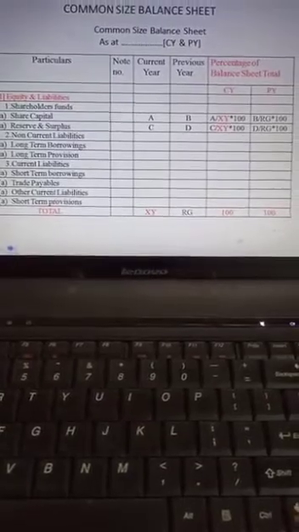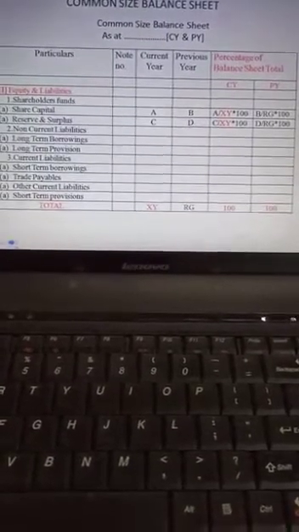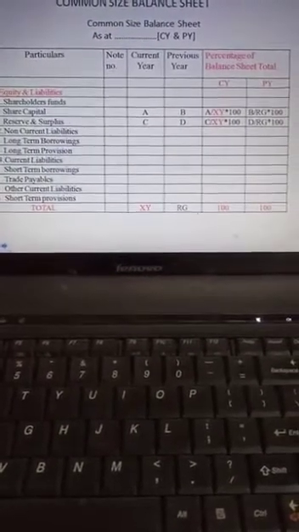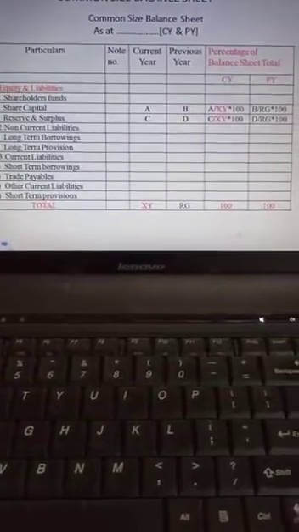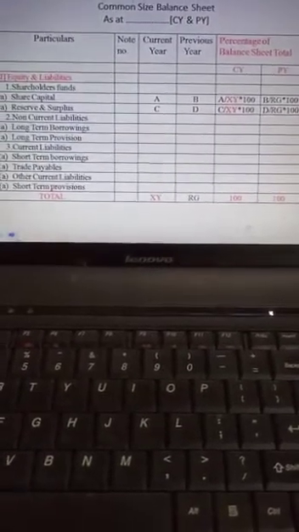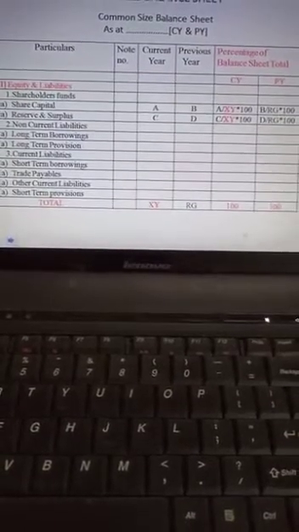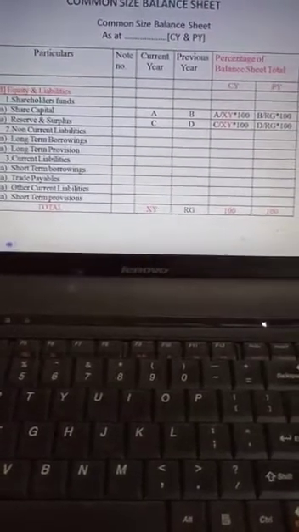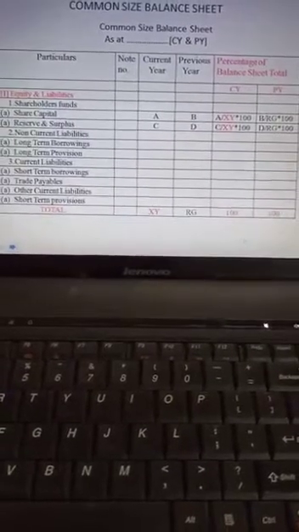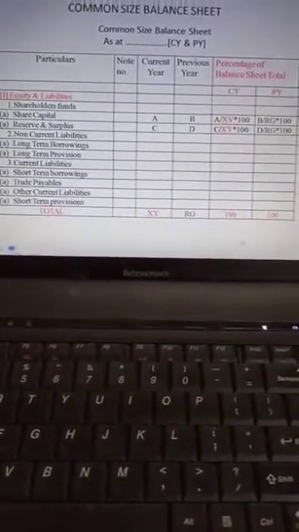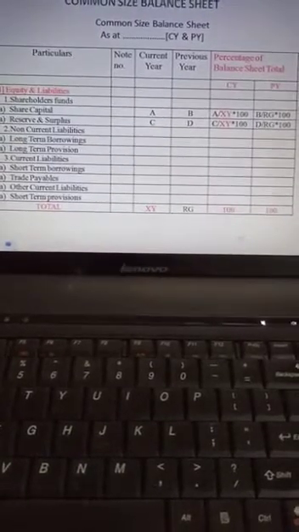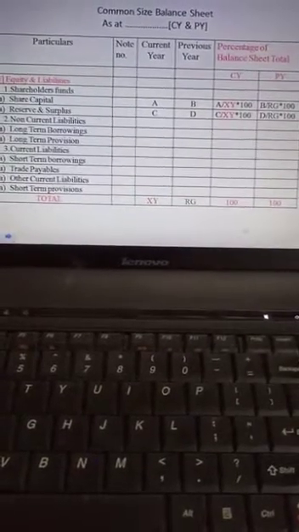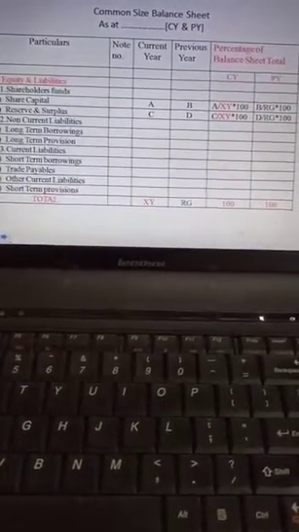So as the particulars are all the same as that of comparative balance sheet, we go straight into the calculations. Under shareholders fund, we have taken share capital. If the value of the share capital for the current year is A and that of the reserve and surplus for the current year is C, then the total of the current year is say XY, then how is the percentage of the balance sheet total calculated for current year? It will be A divided by the total of the current year into 100 for the share capital. That is A divided by XY into 100. And for reserve and surplus, it will be C divided by the total of the current year into 100. That is C divided by XY into 100.